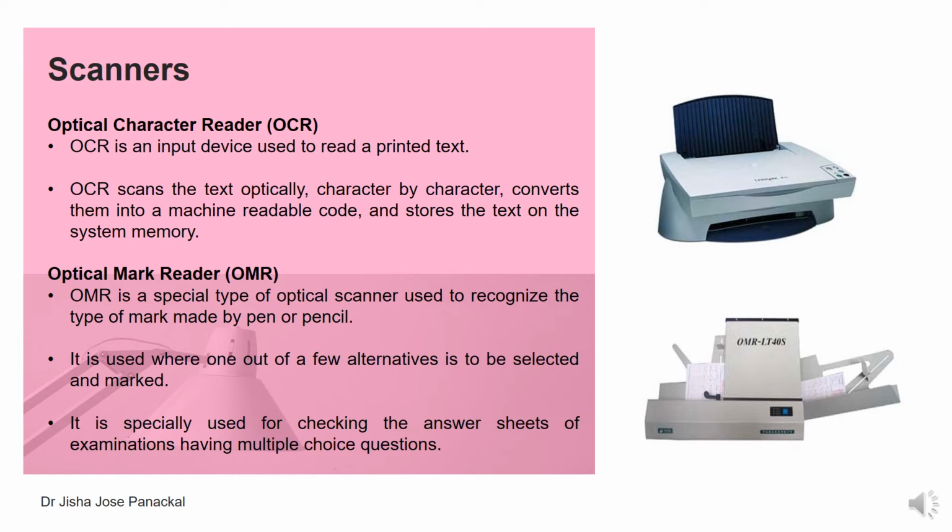And the next one is optical mark reader. It's a special type of optical scanner used to recognize the type of mark made by pen or pencil. You may have seen this while writing an examination, for example an entrance examination, where you have multiple choice questions and you mark the answers using a pen or pencil. This is a type of OMR sheet. It is used when 1 out of a few alternatives is to be selected and marked. So it is specially used for checking the answer sheets of examinations having multiple choice questions.